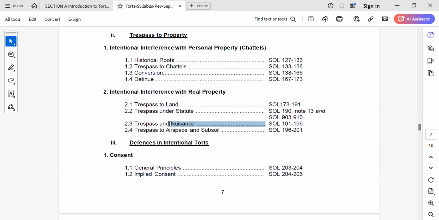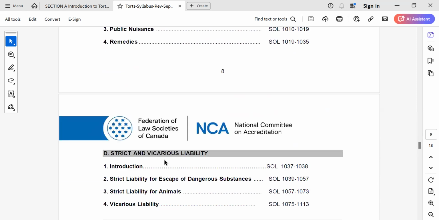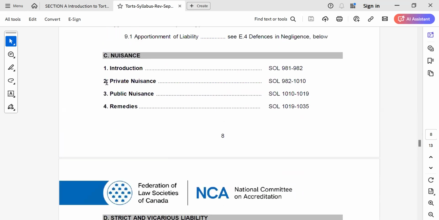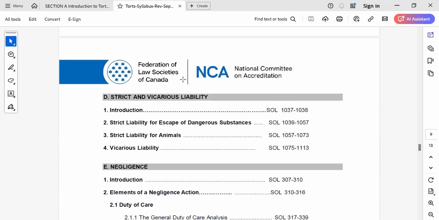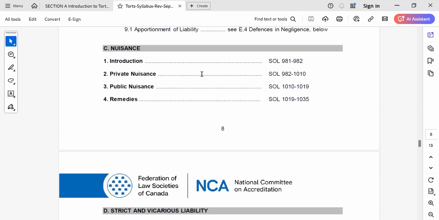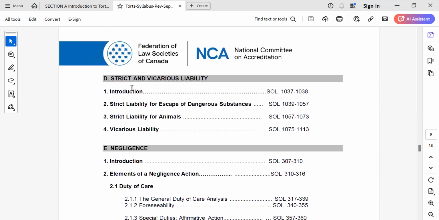So here you are learning about nuisance only very slightly, but in detail you will learn about it in part C. So we will learn introduction to nuisance, public nuisance, private nuisance, and remedies. The concept is not very vast, but to understand it, we will go through the cases coming under it in detail. Then strict and vicarious liability.